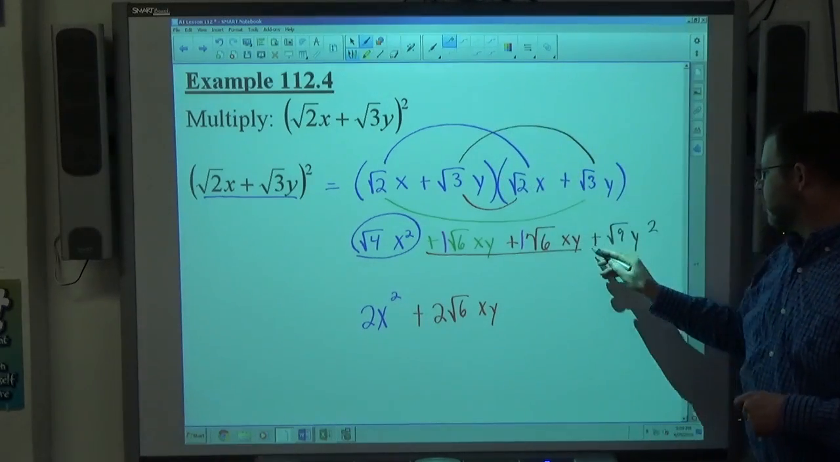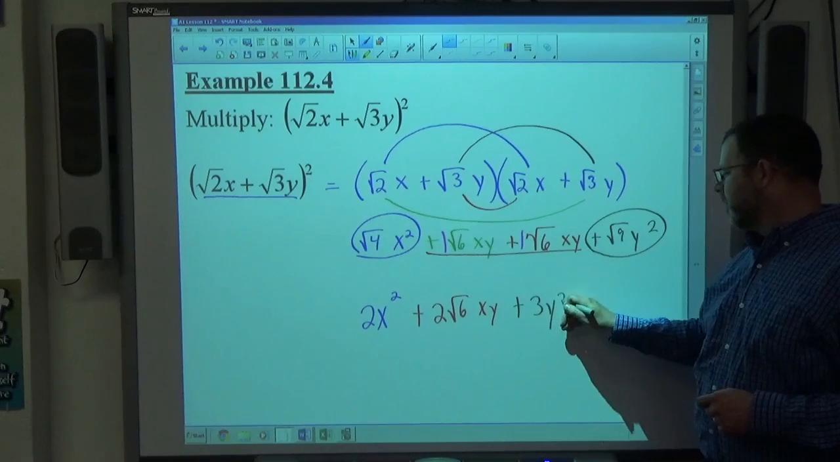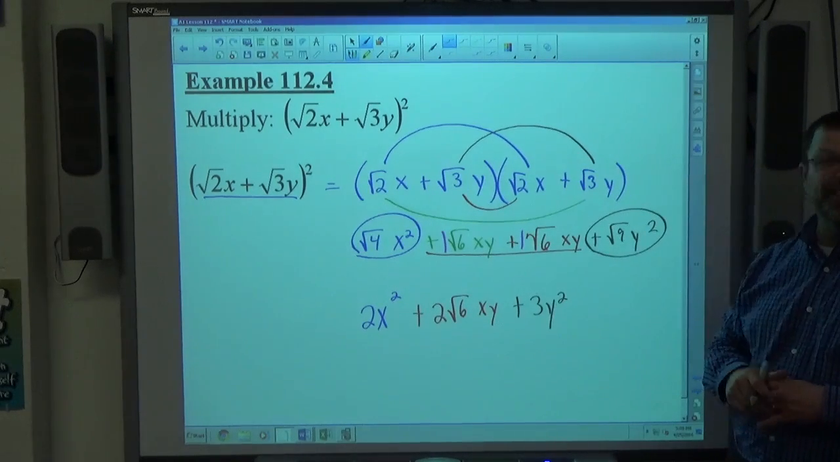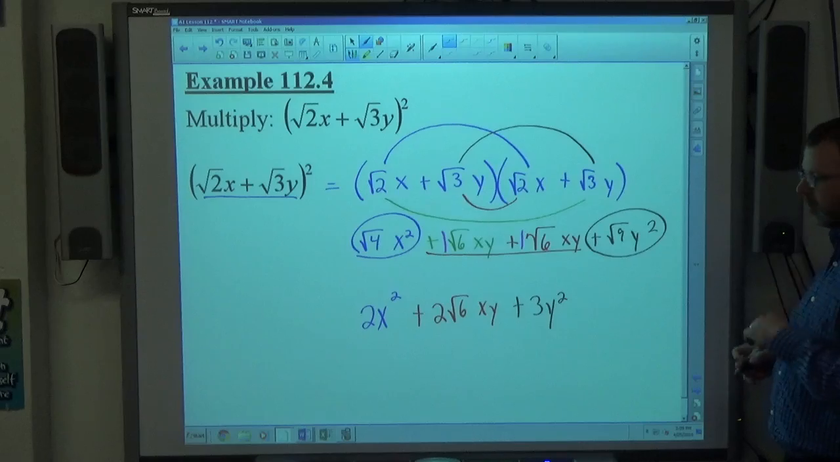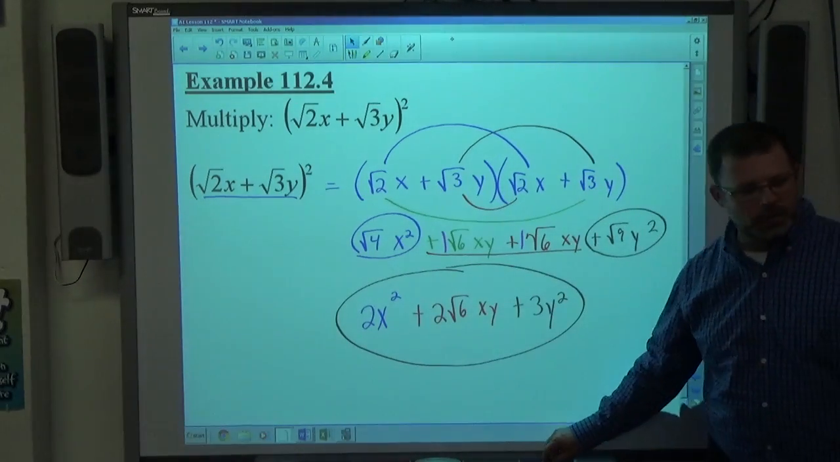Can I make the square root of 9 y squared any prettier? 3y squared. 3y squared. And the square root of 9 equals 3. The square root of y squared is not necessary because it's not underneath the radical. So it just stays y squared. And that's as pretty as I can make the answer.